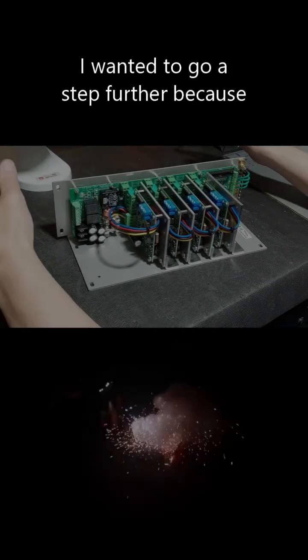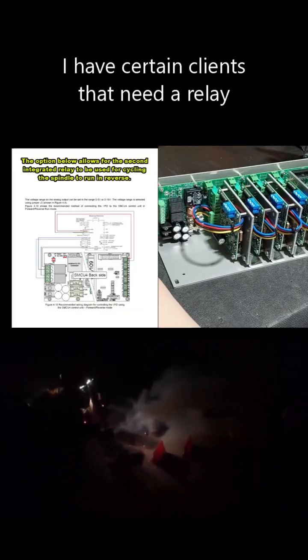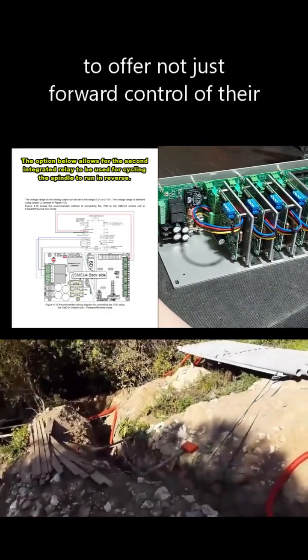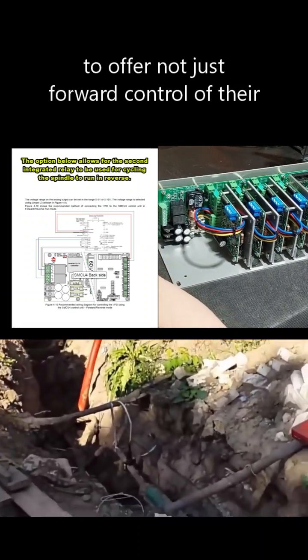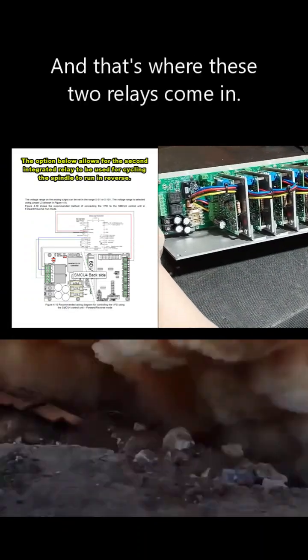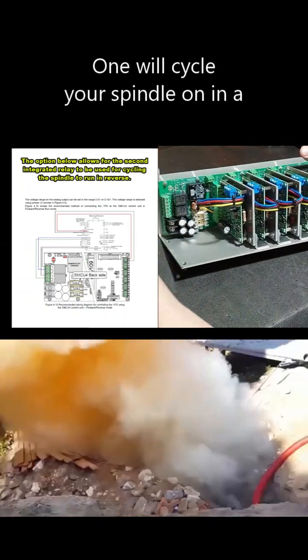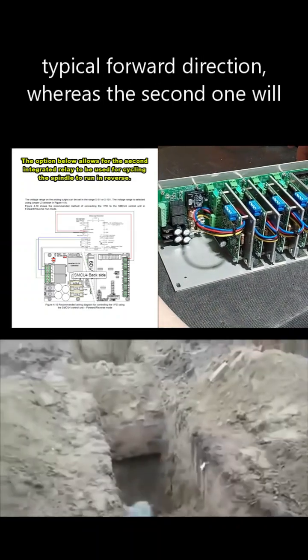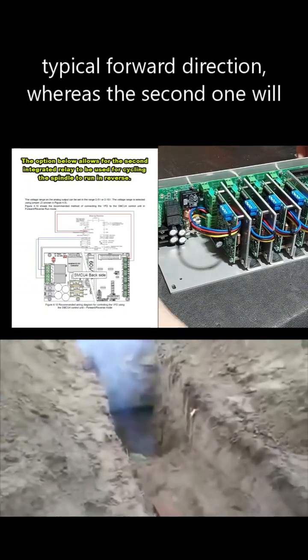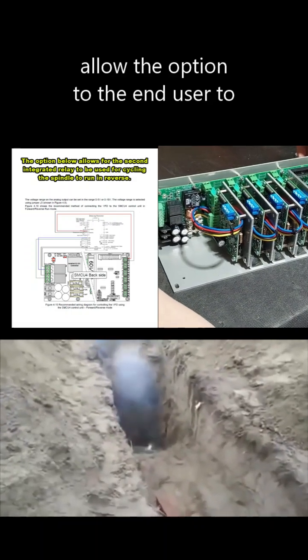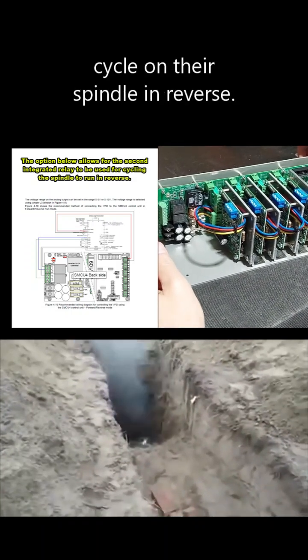I wanted to go a step further because I have certain clients that need a relay to offer not just forward control of their spindle, but also reverse. And that's where these two relays come in. One will cycle your spindle on in a typical forward direction, whereas the second one will allow the option to the end user to cycle on their spindle in reverse.